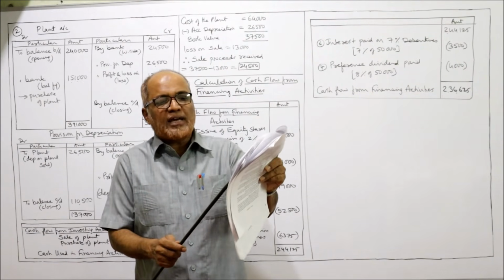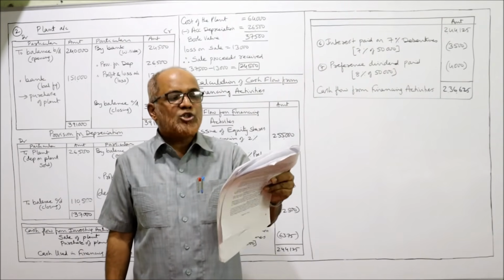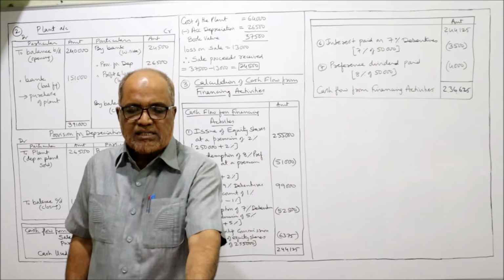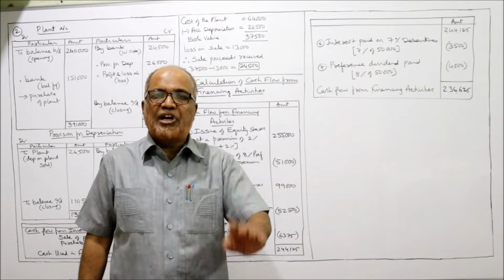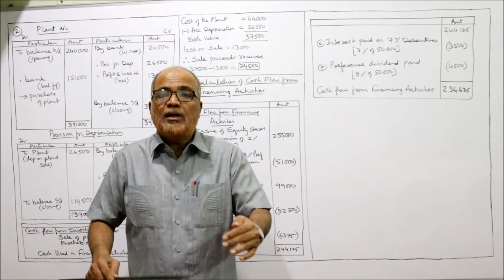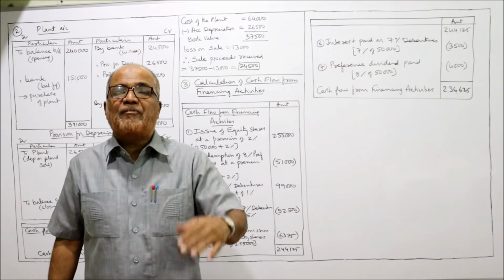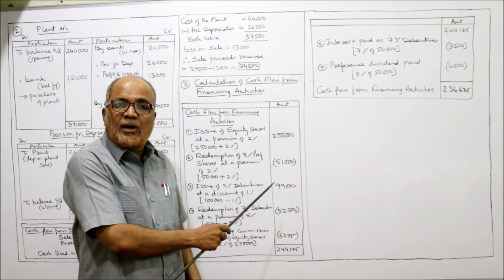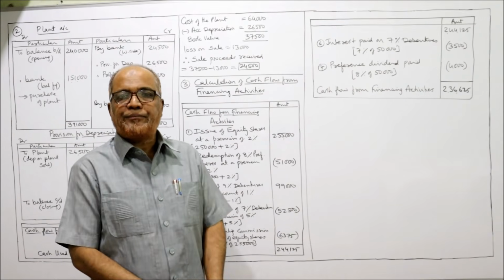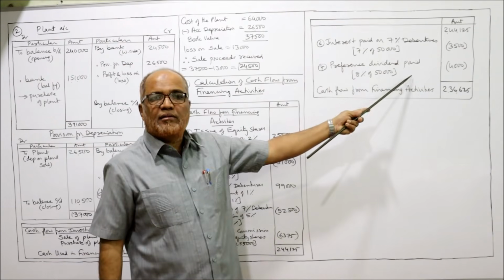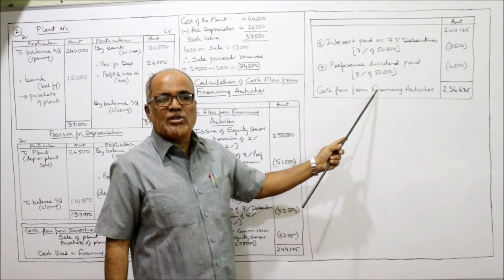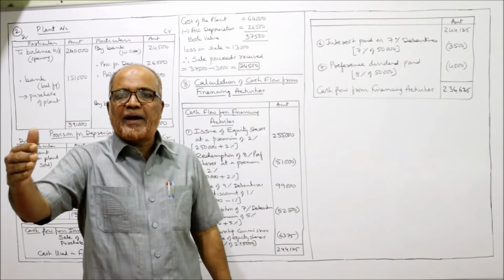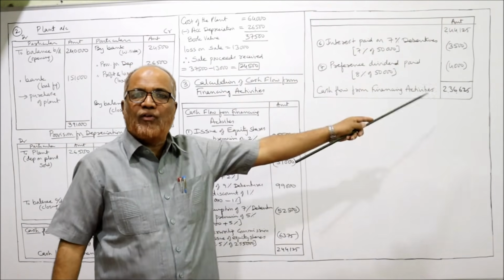Similarly, preference dividend. Last year 8% preference share capital was 50,000. Current year it was redeemed. But before redemption, the company will pay preference dividend. The preference dividend is also a part of financing activity. So preference dividend paid, 8% of 50,000, 4,000 rupees. It's cash outflow. Interest paid, dividend paid are outflows.